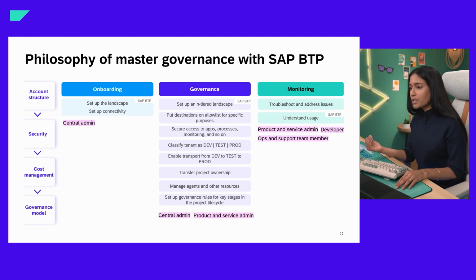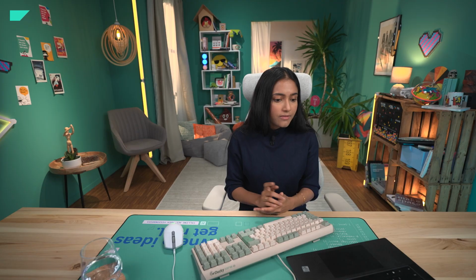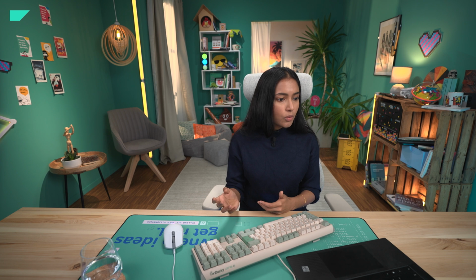Then we would also need to classify the tenant into dev, test, and prod, and also a possibility to transport them across these different landscapes. And for this, we can also use the cloud transport management system. And within governance, we would also want to transfer the ownership of a project. For example, if somebody happens to leave the company, we need a possibility to transfer the ownership.